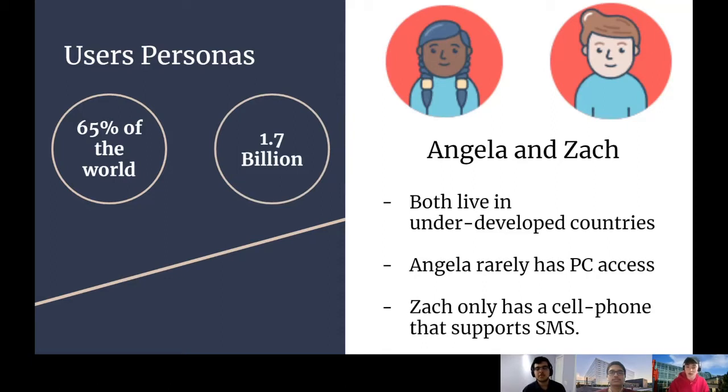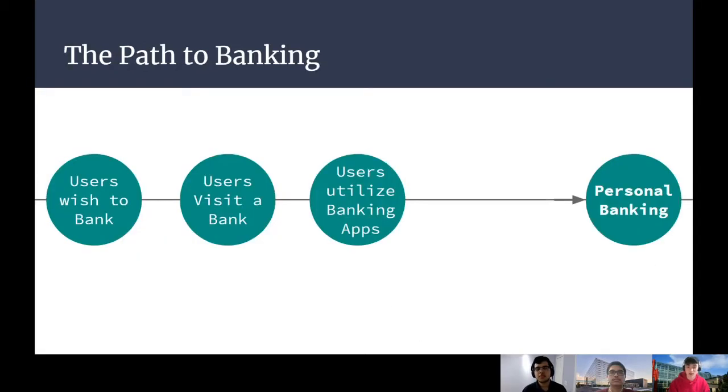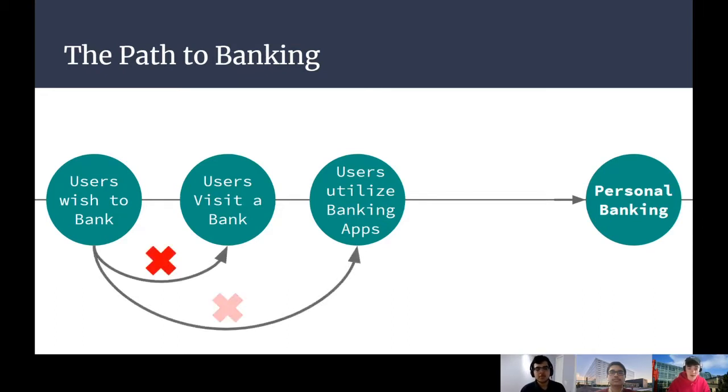Here's where we saw an opportunity, but first we had to investigate what the path to banking actually looks like. Now, it all begins with users wishing to bank, but in Zach and Angela's case, they wouldn't take the normal steps that a person would do. Normally, people would visit a bank or utilize banking apps or online applications, but for Zach and Angela, these things simply wouldn't work.